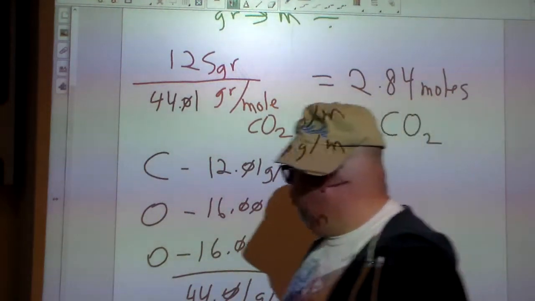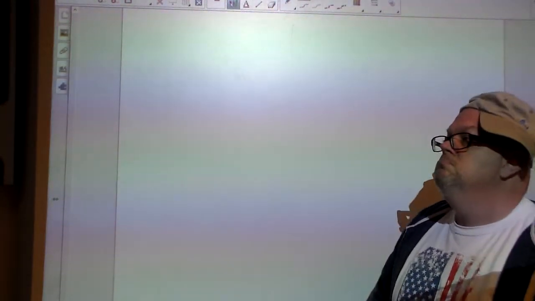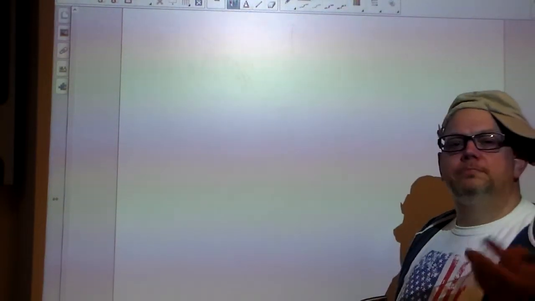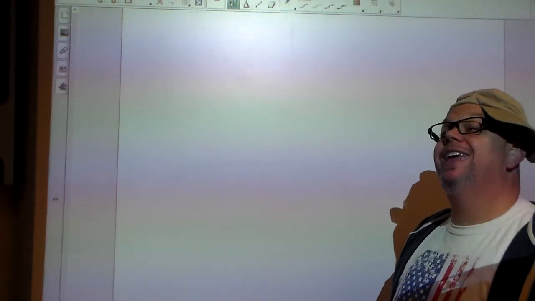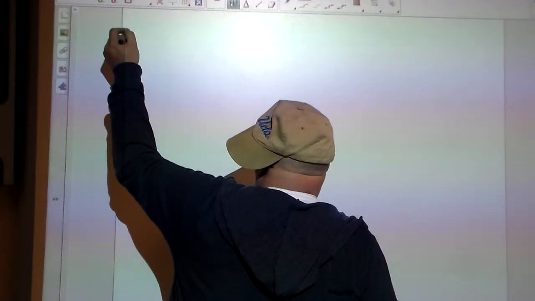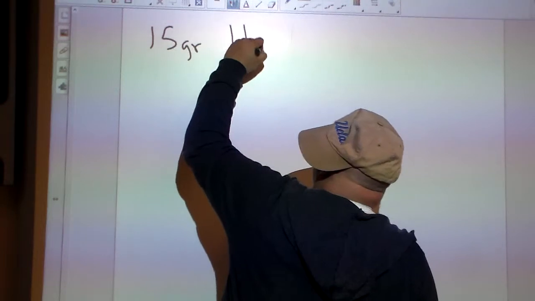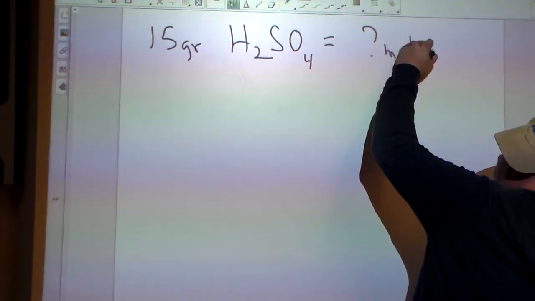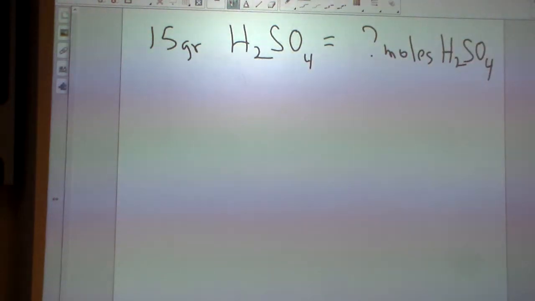Okay, let's try one more example here. Let's do sulfuric acid. If I happen to have 15 grams of H2SO4, how many moles of H2SO4 are we going to have?